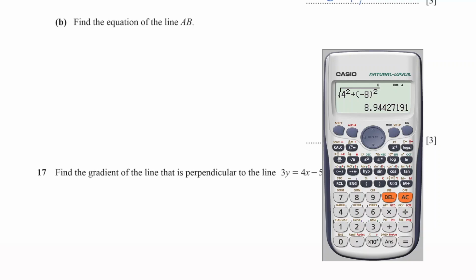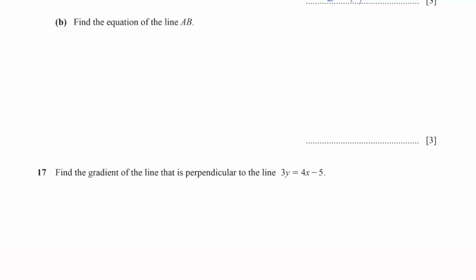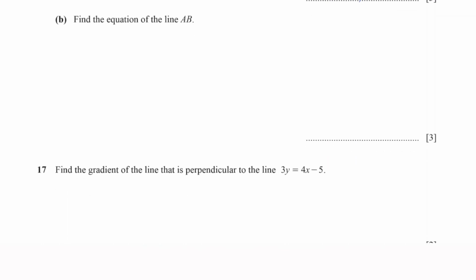Part B we can do. We take out this calculator. So part B, find the equation of the line AB. You know that the equation of any line can be written as y equals to mx plus c, right? And for finding the value of m, we can use the formula, y2 minus y1 by x2 minus x1. You have to use this formula to find out the value of m.